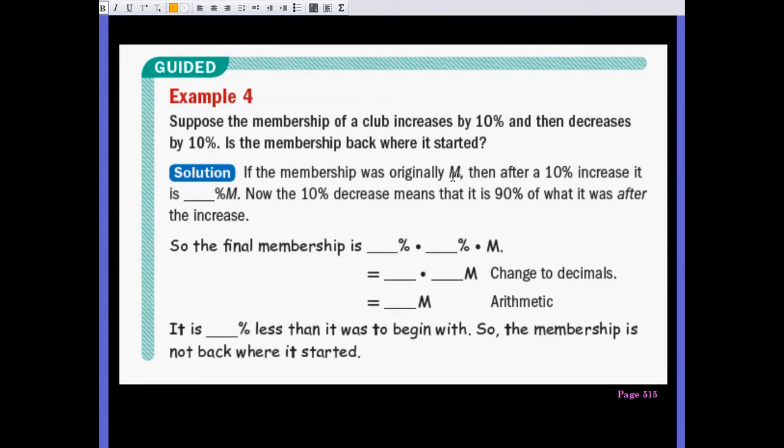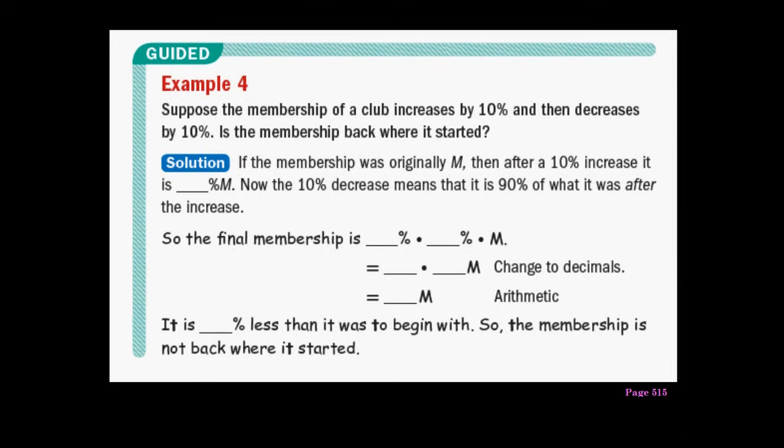So let's take a moment. If the membership was originally M, so we have an unknown amount, doesn't matter what it started out with, then after a 10% increase, it is what percent? And we talked about this a little bit already. We said that it's going to be the 100%, the original 100% amount, and the 10%, which is 110%.